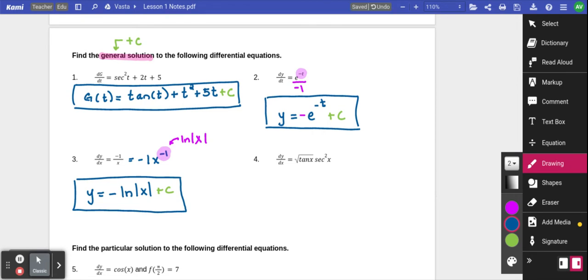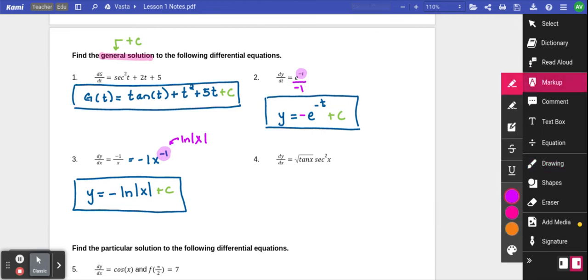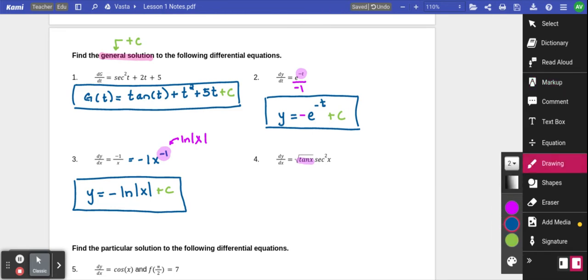Last but not least, what if I see a problem like this one? Again, this is a problem where I can identify right away that the chain rule would have happened. And I know that because the tangent is inside of the square root function. So I oftentimes rewrite this as the tangent of x to the 1/2 power times secant squared. Sometimes that just makes it a little bit easier to see that the inside function here is tangent.